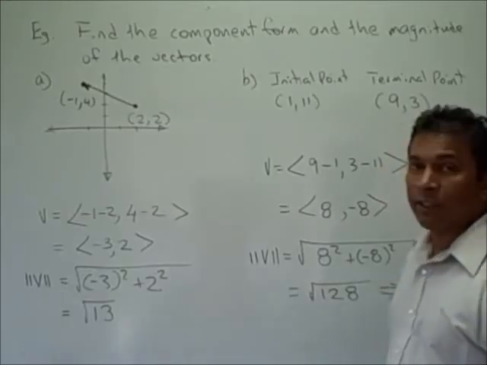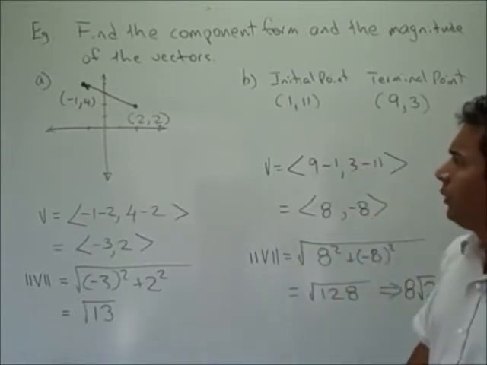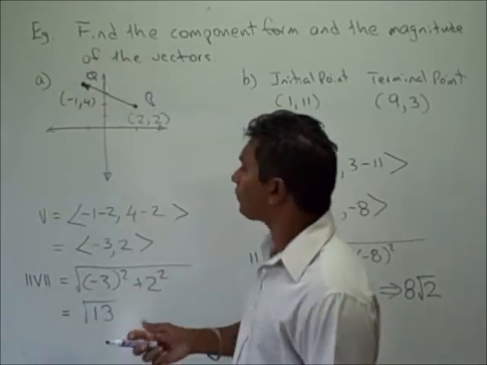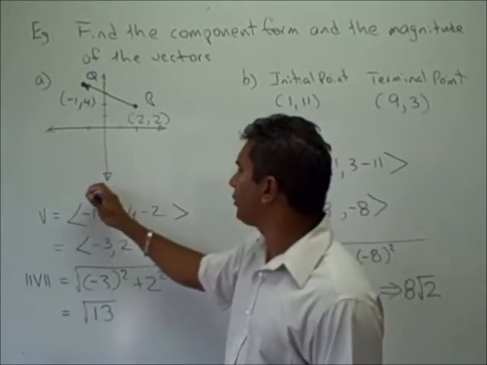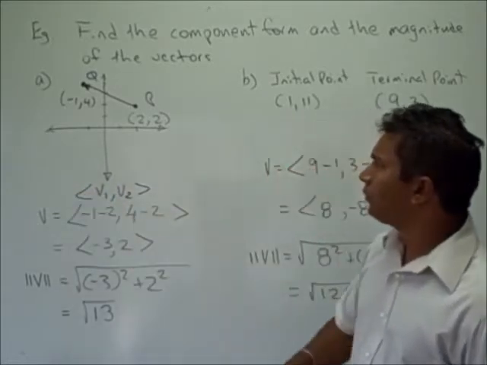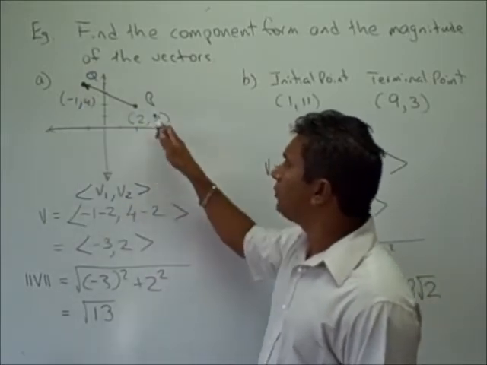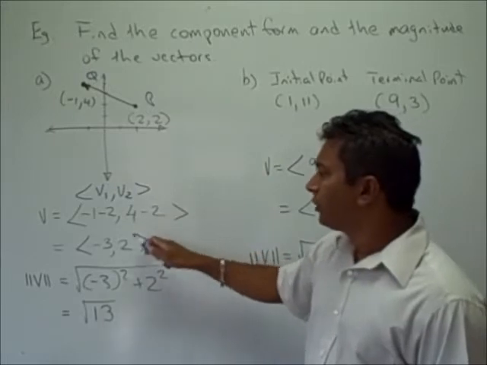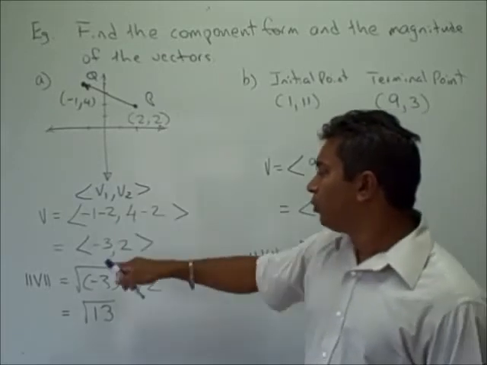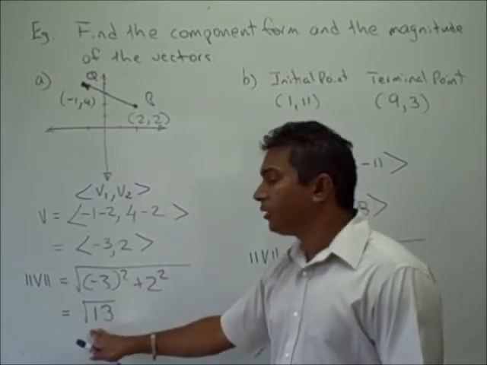So here we have a couple of examples of finding the component form of a vector. And we're also going to find the magnitude. So we're given our initial side, so here's our P and this is our Q. We know the component form of our vector V1, V2 is equal to Q1 minus P1, so it's -1 minus 2, and Q2 minus P2, so it's 4 minus 2. So this gives us -3 and 2. To find the magnitude, it's V1 squared plus V2 squared, and we find the square root of that, and that comes out to be the square root of 13.